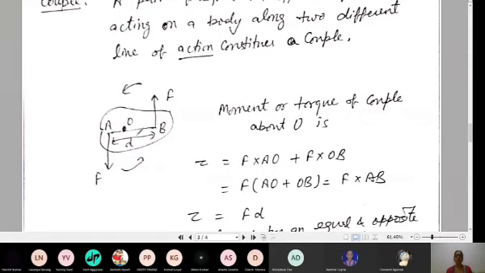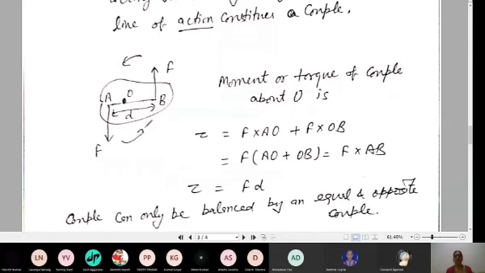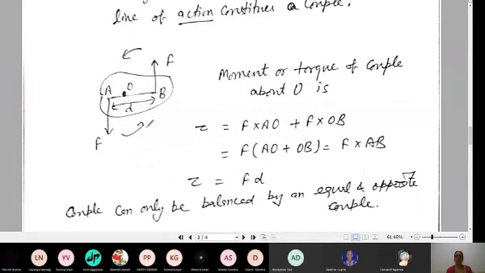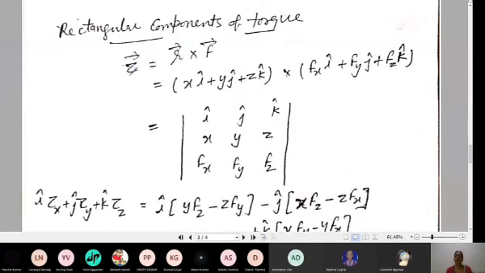So it means it is independent of the choice of the O point. The lever point can be anywhere, but this torque, which is the moment of the couple, is given by F into the perpendicular distance between both the lines of action. So for this couple to be produced, both should have equal and opposite forces.